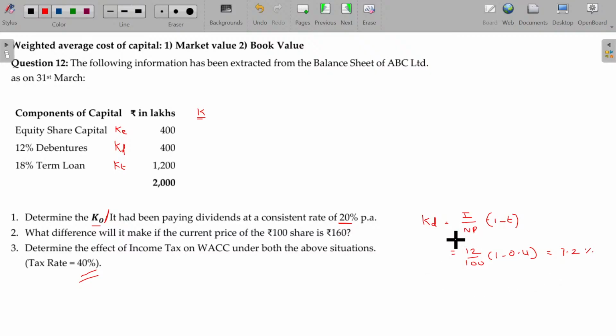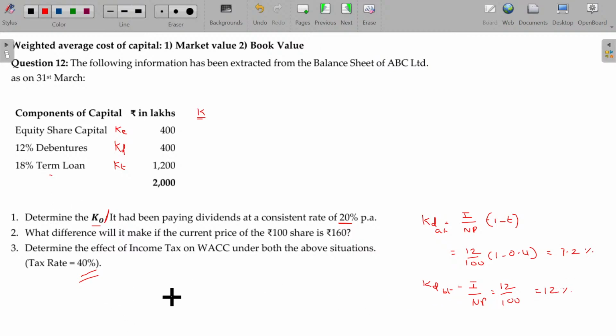This is KD after tax. KD before tax is 12 by 100 only, right? Interest by net proceeds. Then the value being only 12%.